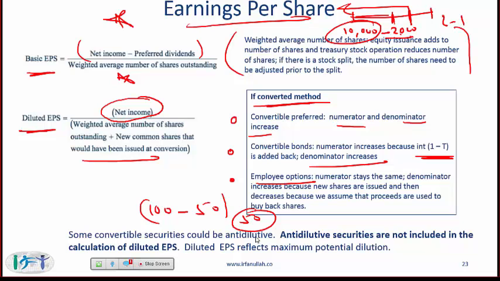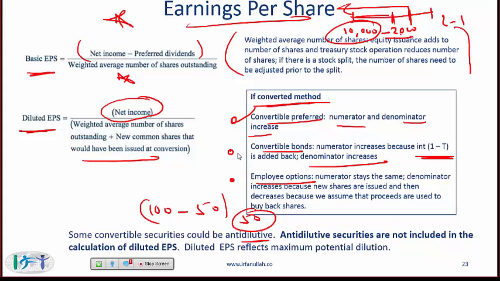Some convertible securities could be anti-dilutive. Anti-dilutive securities are not included in the calculation of EPS. So the point being that in the first two scenarios, convertible preferred and convertible bonds, both the numerator and denominator went up. Normally, when you do have such convertible securities, the diluted EPS becomes less than the basic EPS. So that is a normal situation, and we say that the securities are diluted.